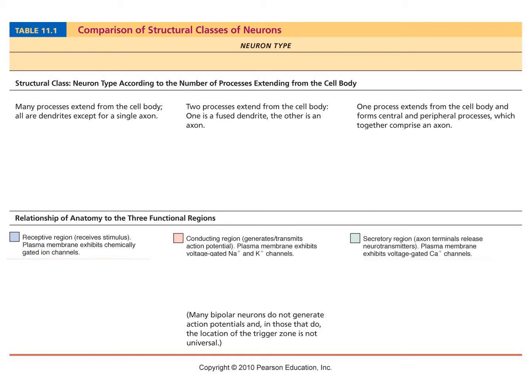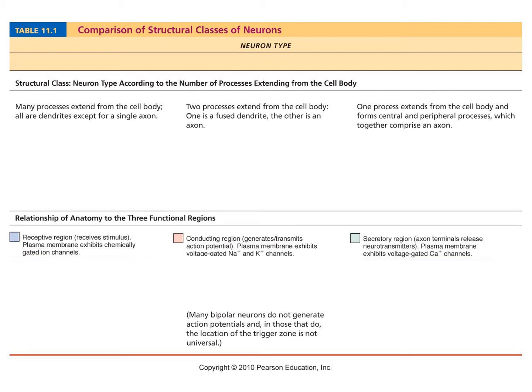for the same cell to be able to, for part of the cell to receive a chemical signal, for a different part of the cell to generate and send an electrical signal, and for the third part of the cell, the secretory region, to actually release neurotransmitters. And so the reason why you've got three functional regions here is because the different parts of the cell have different membrane proteins which do different things.